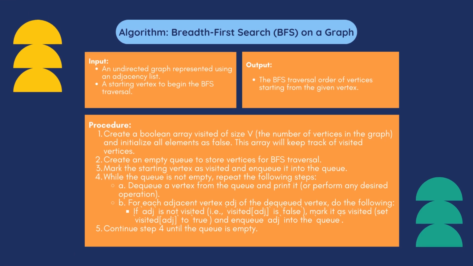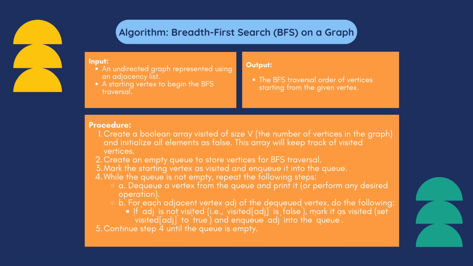Now before we head towards understanding the actual code of the BFS, let's first look at its algorithm if we were to write the code in Java. We would be taking an input using an adjacency list data structure, and a starting vertex, which would be where we would start traversing from. The output shall be the order of BFS traversal of all the given nodes.